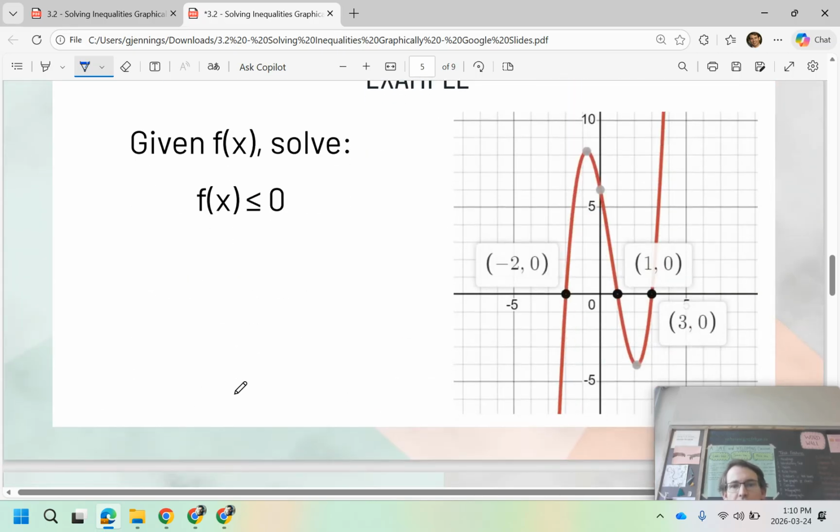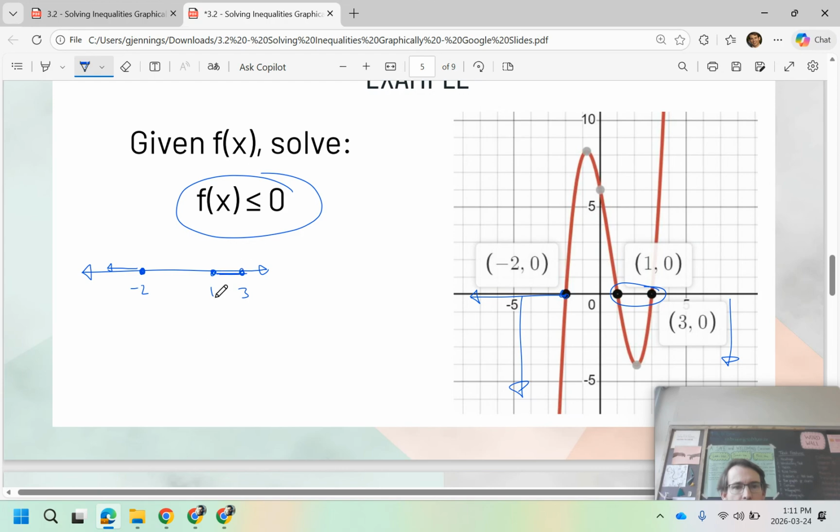Okay. Another example here. In this one, if we have the function is less than or equal to 0, I am looking for y values that are down here. And so I have this realm and this realm over here. So if I were to give you the solution on a number line, it would start there at minus 2. Closed dot because we are including minus 2. And then we would have this realm in between 1 and 3. And we would include all of those.